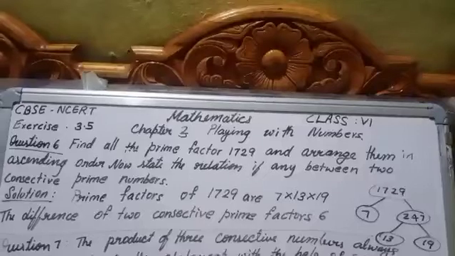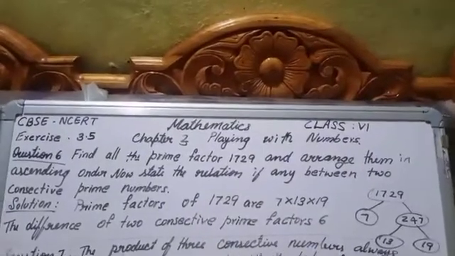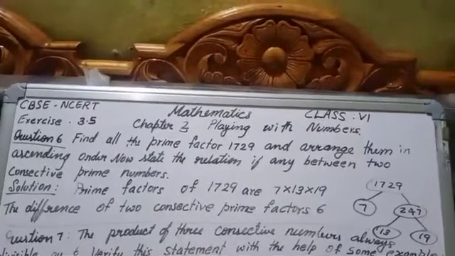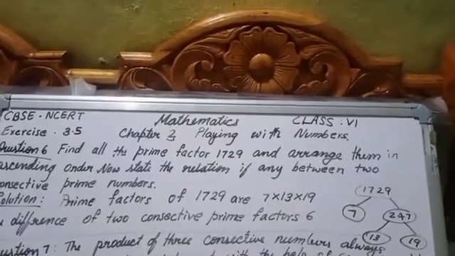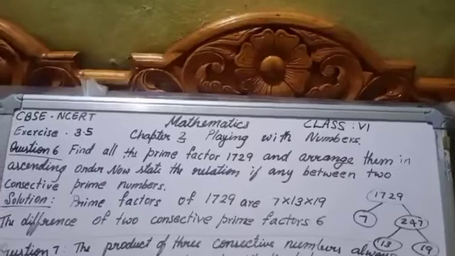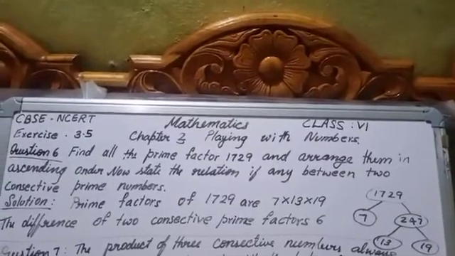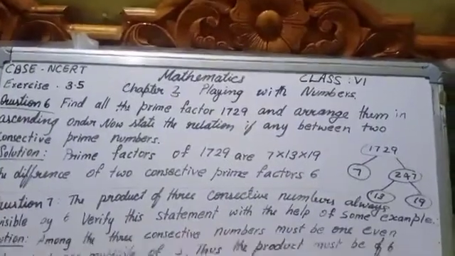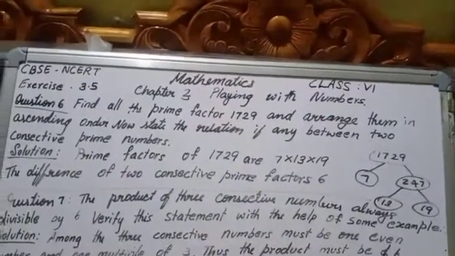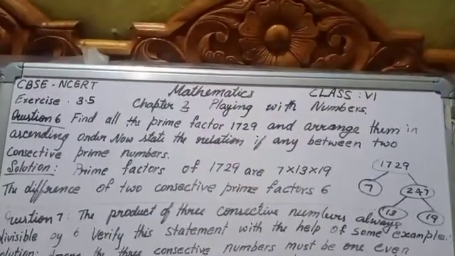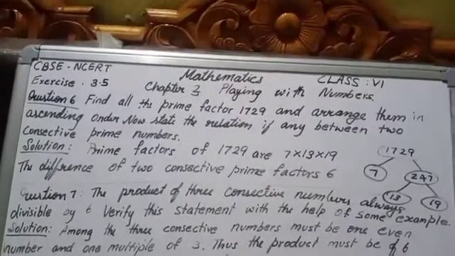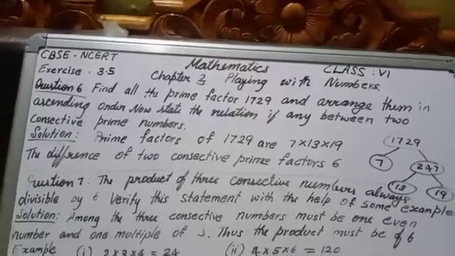The product of three consecutive numbers is always divisible by 6. Verify this statement with the help of some examples. Among three consecutive numbers, one will be an even number and one will be a multiple of 3. Thus, the product must be divisible by 6.